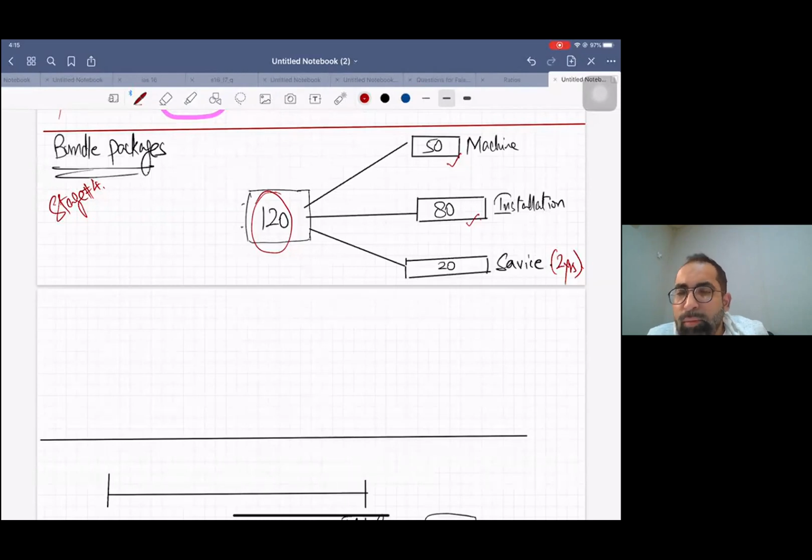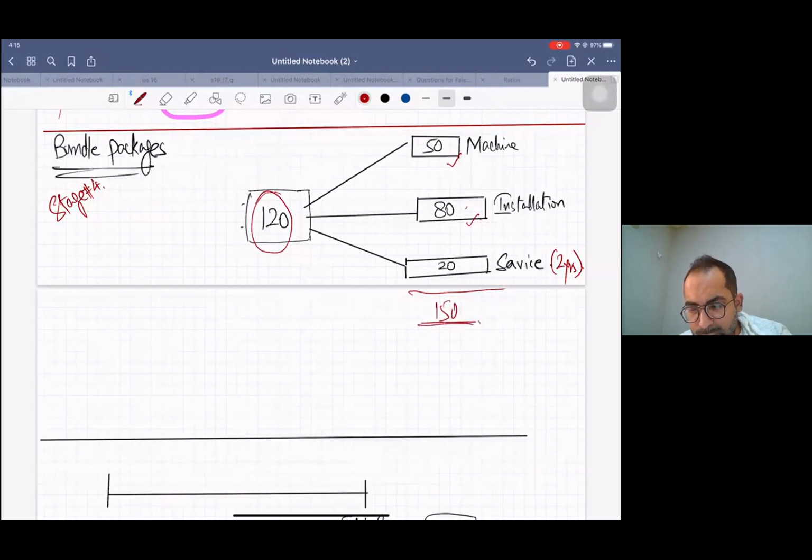Okay, right. What will be the base? The base for apportionment will be standalone prices of these goods. How? Wait, it's very basic maths. 50 plus 80 and 20, see, add it. 50 plus 80 and 20 is 150.